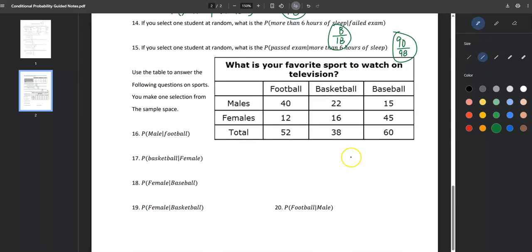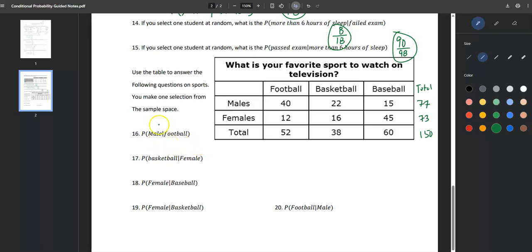Okay, let's practice one more. This is favorite sports to watch. Be careful. This one does not have some of the totals that we have on the one side. So just to make sure, we're going to add these up here. So this is going to be 77, and then 12 plus 16 plus 45 would give you 73, and that would mean your total would be 150 here. So here's your total column.